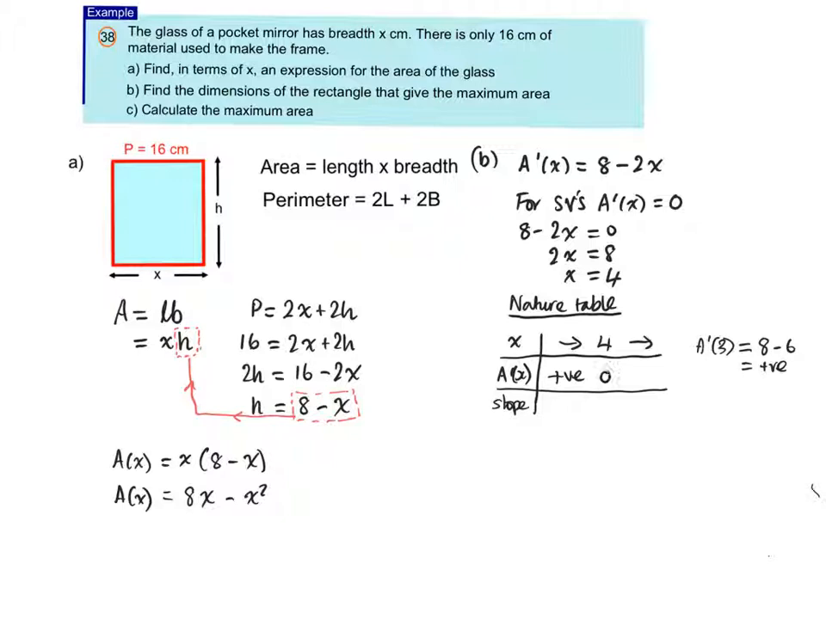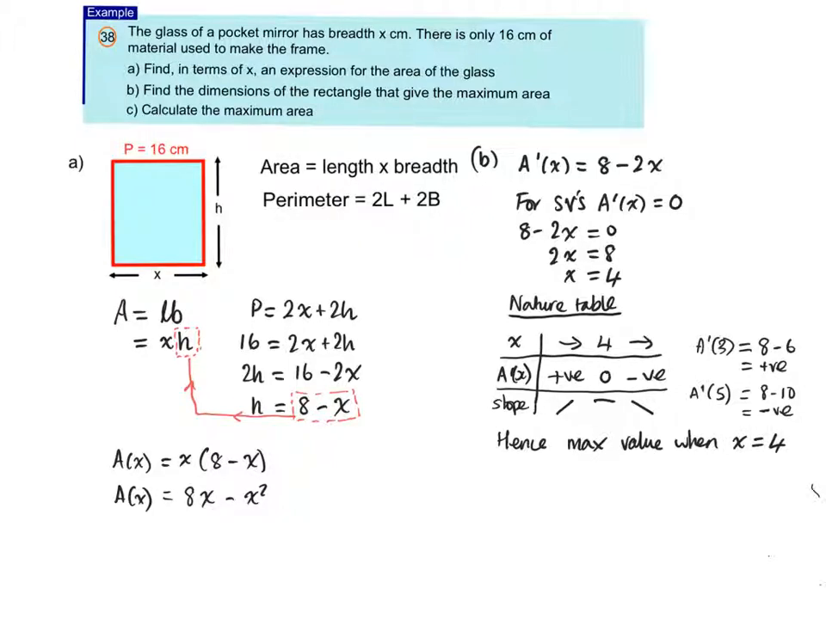We know, of course, when it's equal to 4, it's 0. Then we put in something to the right of 4, slightly bigger, so 5 is the obvious choice. That'll give us 8 minus 10, which is a negative number. So when we look at that, we can see that it is in fact a maximum value. Hence, we've got a maximum value when x equals 4.